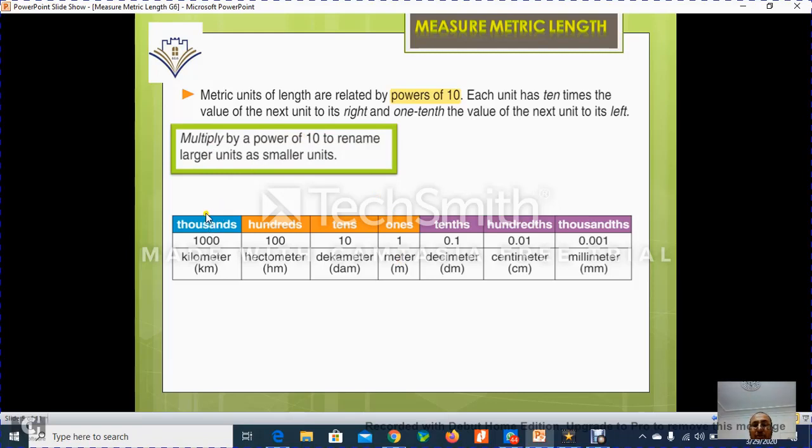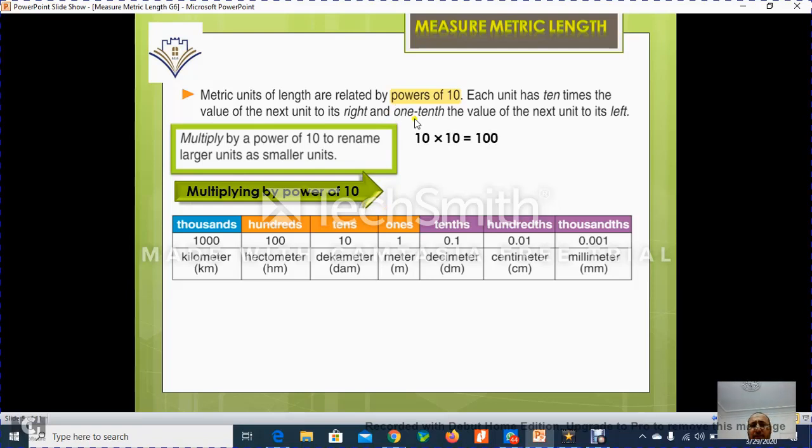How many jumps? 1, 2, 3. Again. 1, 2, 3. And each time is 10. Multiply 10, multiply 10, 10 multiply 10 multiply 10 equals 1000. Then 1 kilometer equals 1000 meter. Then when you go this way, you multiply by a power of 10. Why do we multiply? Because we need to rename from a large unit to a smaller unit, from large to smaller.